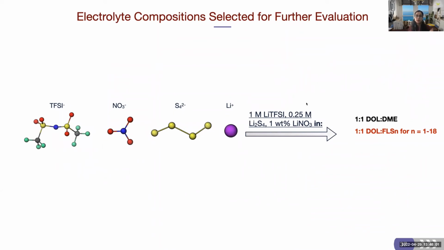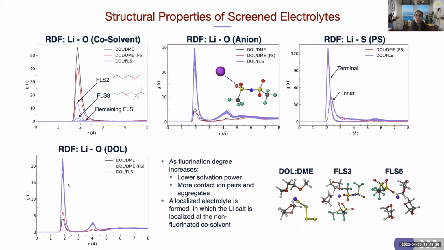The electrolyte solution that we are using is a good representation of the actual electrolyte in the battery, where we have salt, some additive, and polysulfide species. We have our benchmark system, which is the current state-of-the-art system with DOL and DME. And we compared it with systems where we are replacing DME with the fluorinated solvents that we are proposing. So here we are looking at the solvation structure.